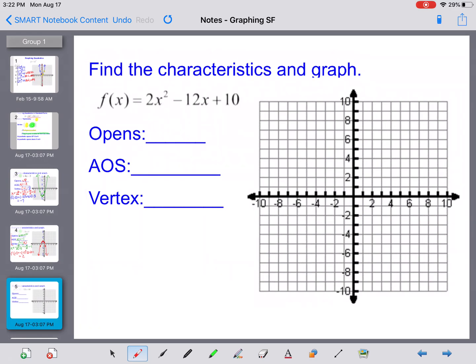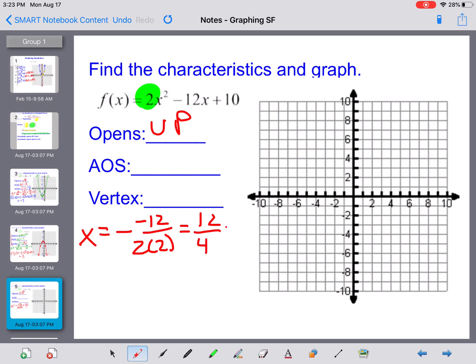Okay, last example is finding the characteristics of this graph. If you notice, we are different in that we have an a value of 2, so that's going to change how we graph our up portion again because we're not going to be graphing the parent graph. We are going to open up because that is positive, and then our axis of symmetry we need to plug in. So we're going to say -12 over 2 times 2. 2 negatives make a positive. 2 times 2 is 4, so we're going to get 3. So we get x equals 3.